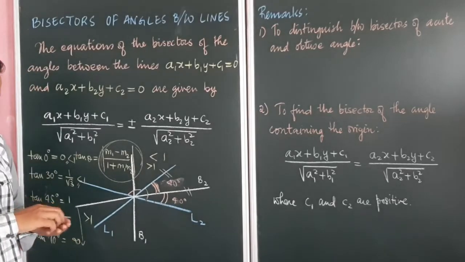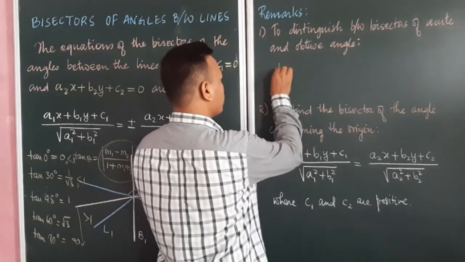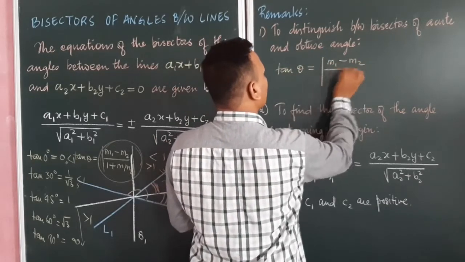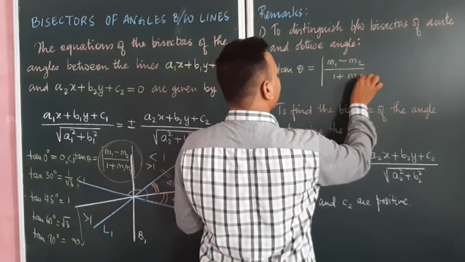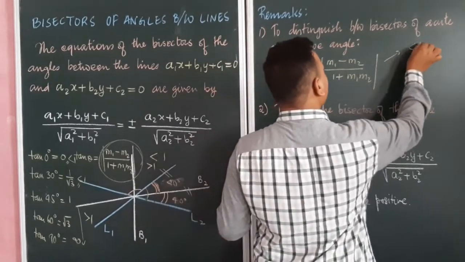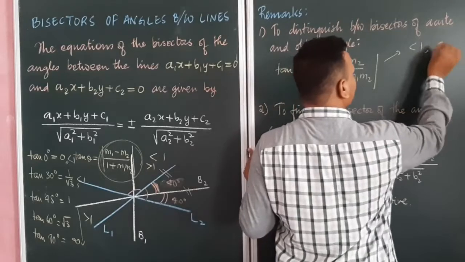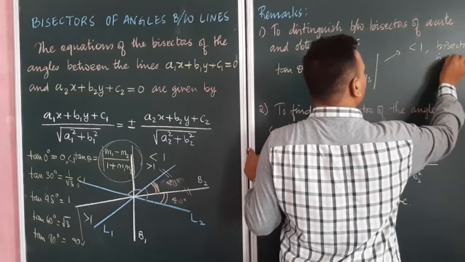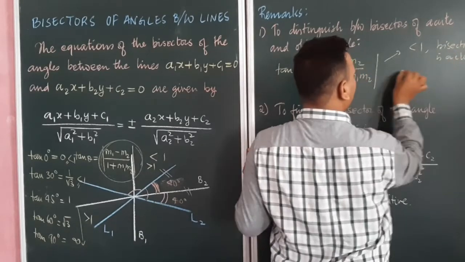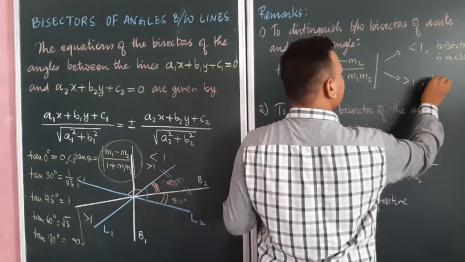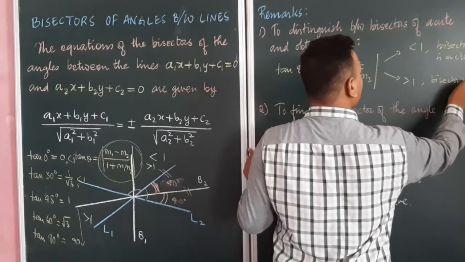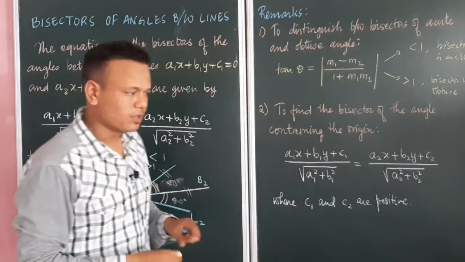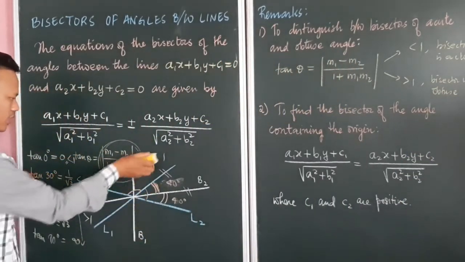So our aim is to use this formula, tan theta equals this formula, and if this is less than 1, then the bisector is the acute bisector. And if this is greater than 1, then the bisector is the obtuse bisector. All right, so that's what we need to understand from this. Okay, so let me erase this.